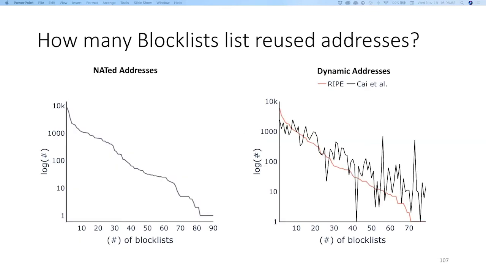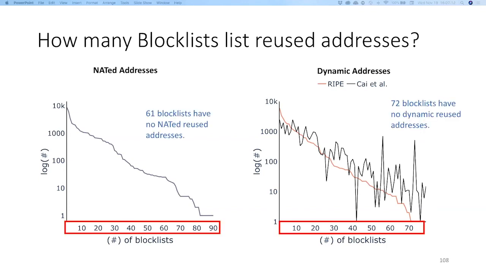The first question is: how many blocklists actually list reused addresses? The graphs on the left and right show the reused addresses that are natted and dynamically allocated present in blocklists. The x-axis shows the number of blocklists and the y-axis shows the number of addresses listed in them. We find that about 61 blocklists and 72 blocklists do not have any natted reused address or dynamically allocated reused address. I just want to point out a caveat here: our technique is not perfect.